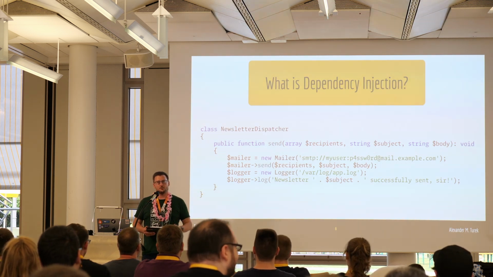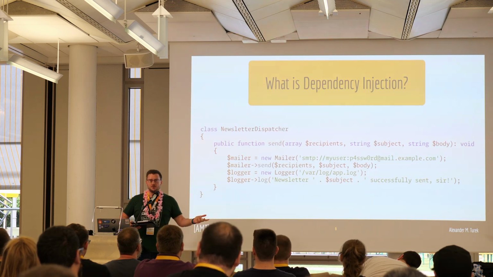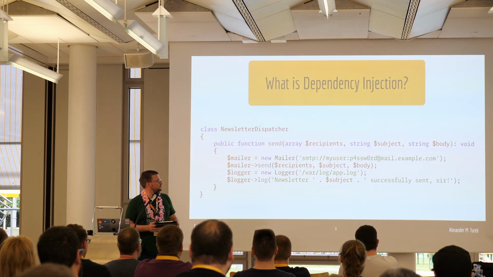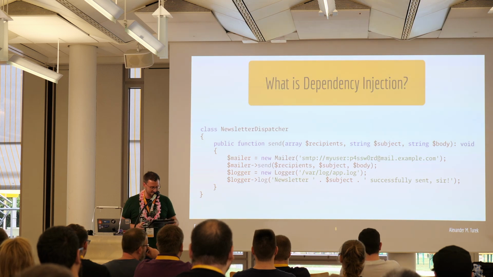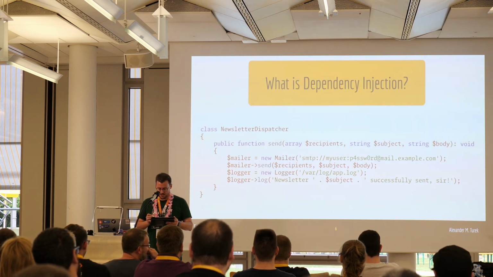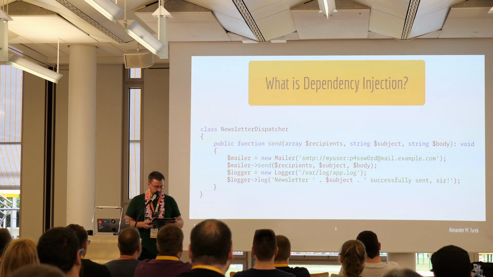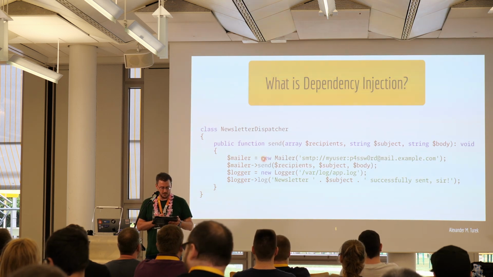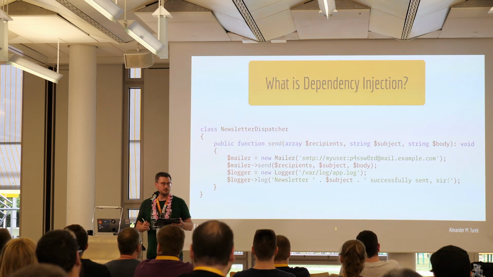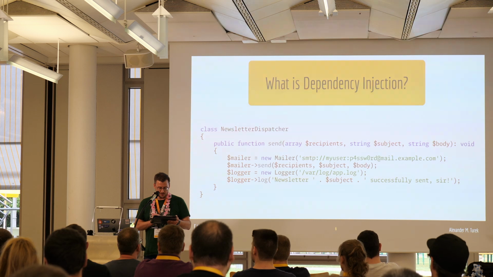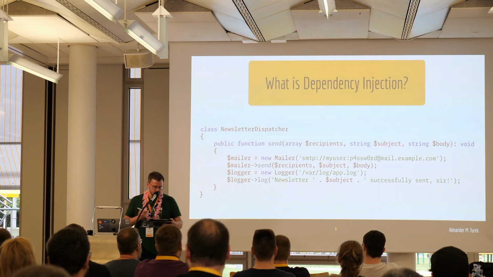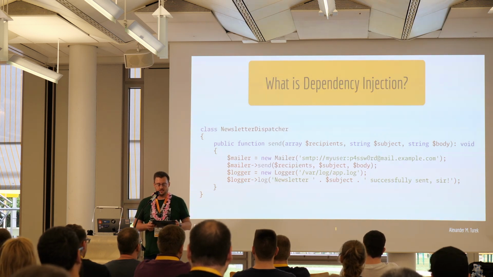So, first of all, what is dependency injection? Maybe you have never used this before. Here's a small example for what dependency injection is not. Let's imagine we have a little class called a newsletter dispatcher, and this newsletter dispatcher needs a mailer and it needs a logger. So it creates its mailer, it creates a logger, it knows where the mails can be sent, it knows where logs can be written to. And so it sends a mail, and then it logs that it has sent a mail.